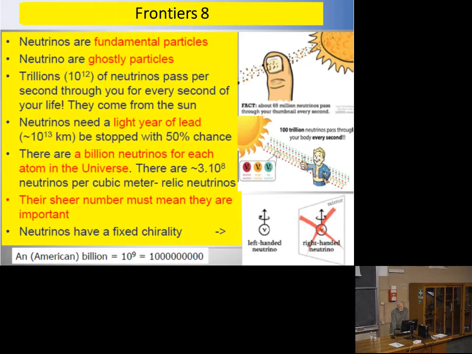If we wanted to actually create an interaction with neutrinos, we need something like 10 to the 13 kilograms of lead. So mostly they go through you and do nothing at all. There are billions of these neutrinos for each atom that's in the universe. There's 3 times 10 to the 8th of them in every cubic meter. So they're important. They fit everywhere. Their sheer number basically tells us they're important.